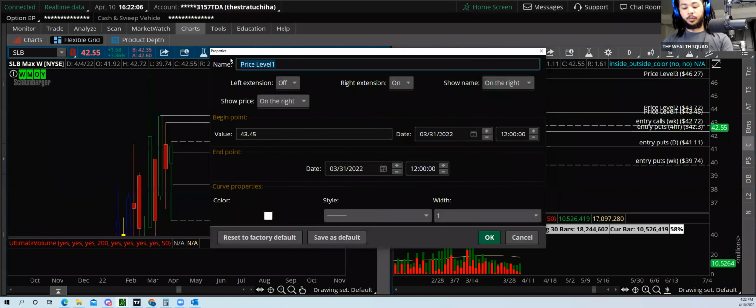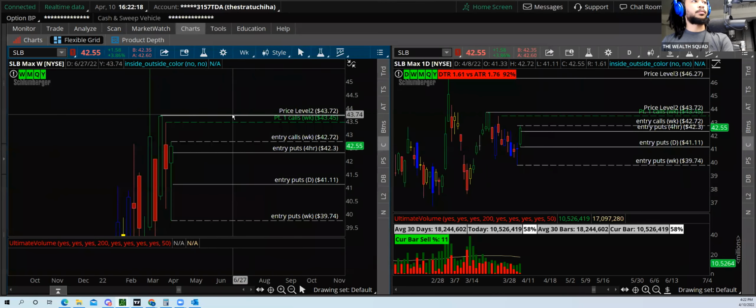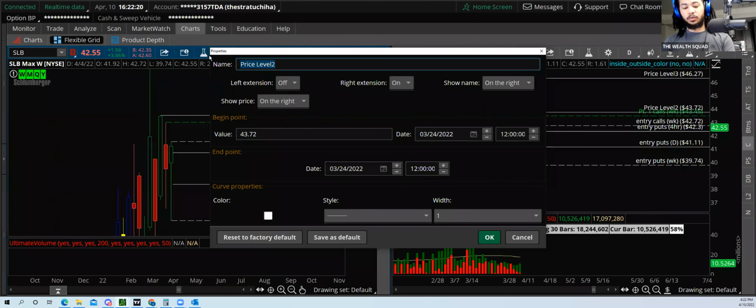Then I have PT, which means price target. Oops. PT1 calls week. That way I know these are price targets that I found on the weekly time frame. And I say PT2.